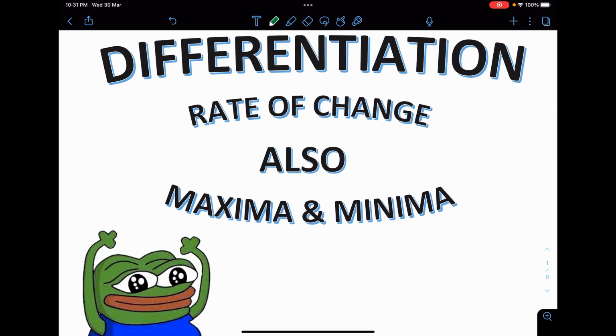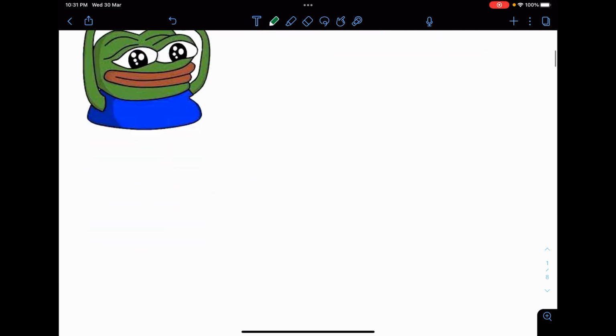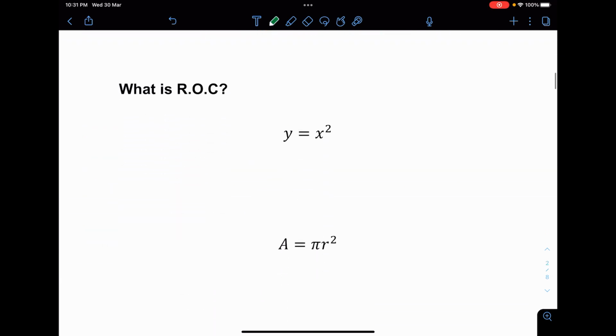So let's find out what you need to do to approach the questions, and we are also going to discuss maxima and minima. Okay, so let's start. What is a rate of change? Before we answer this question, I want to come back to differentiation first.